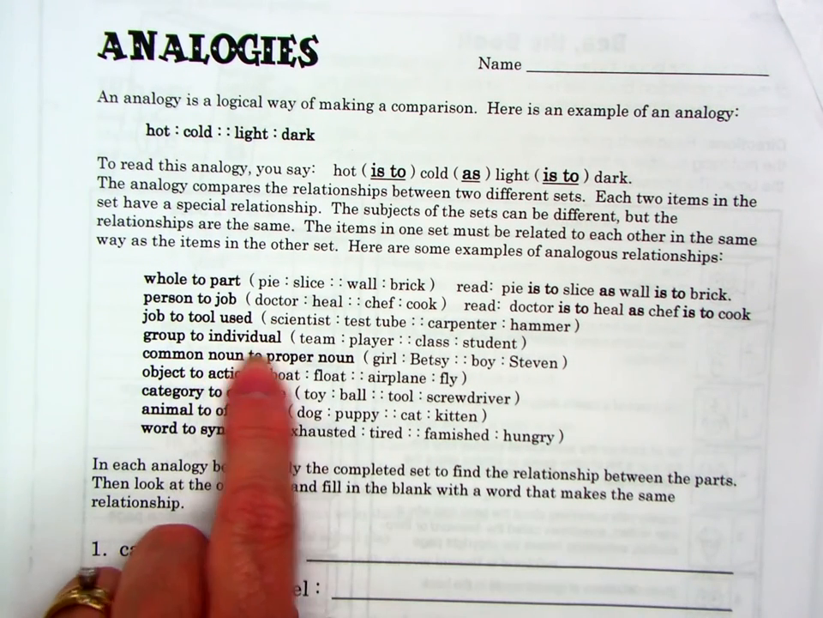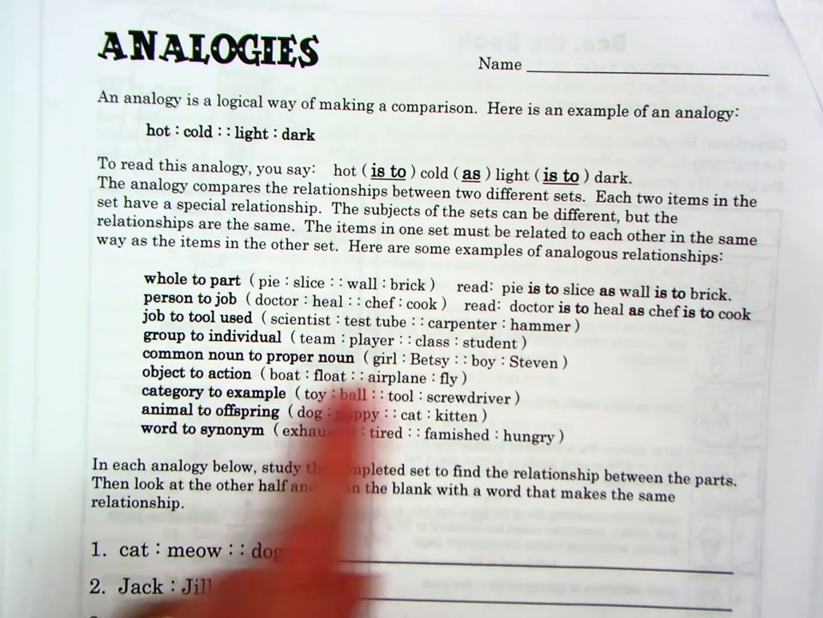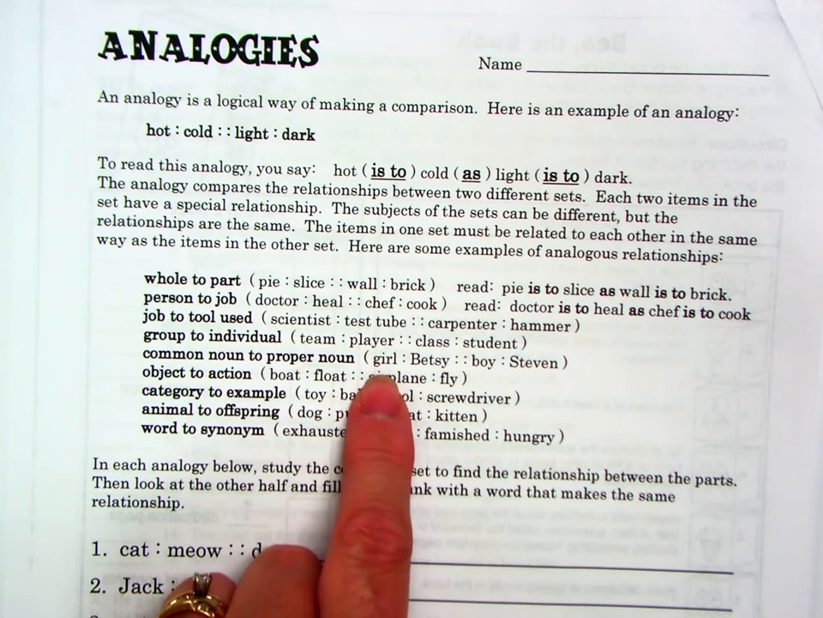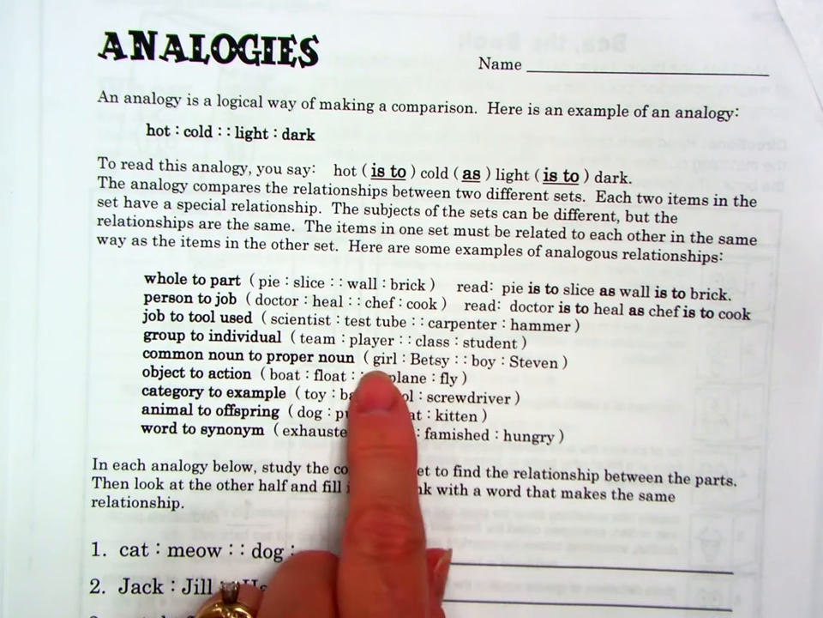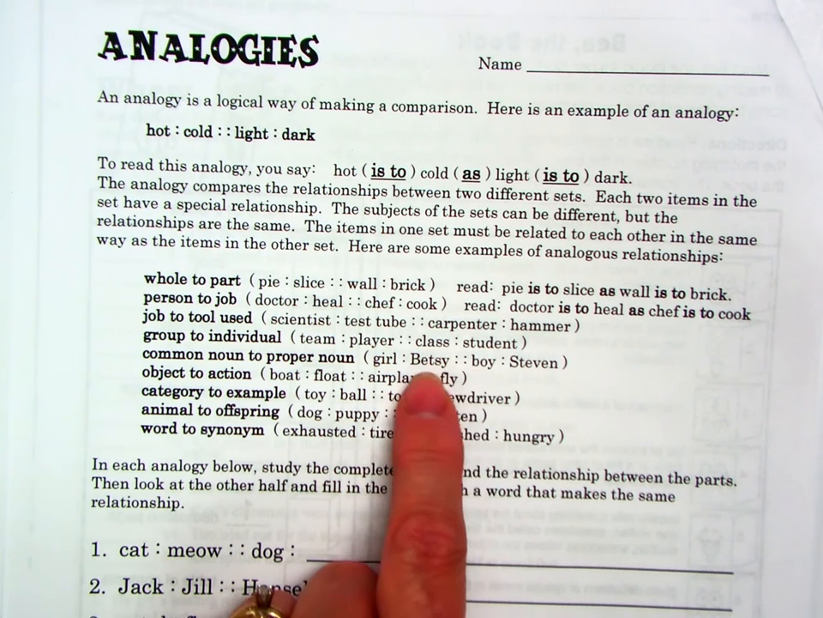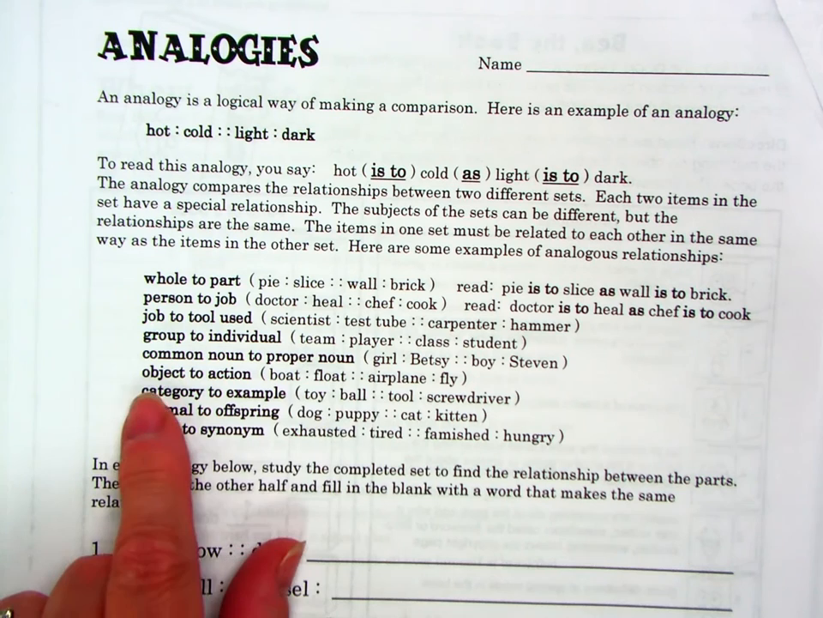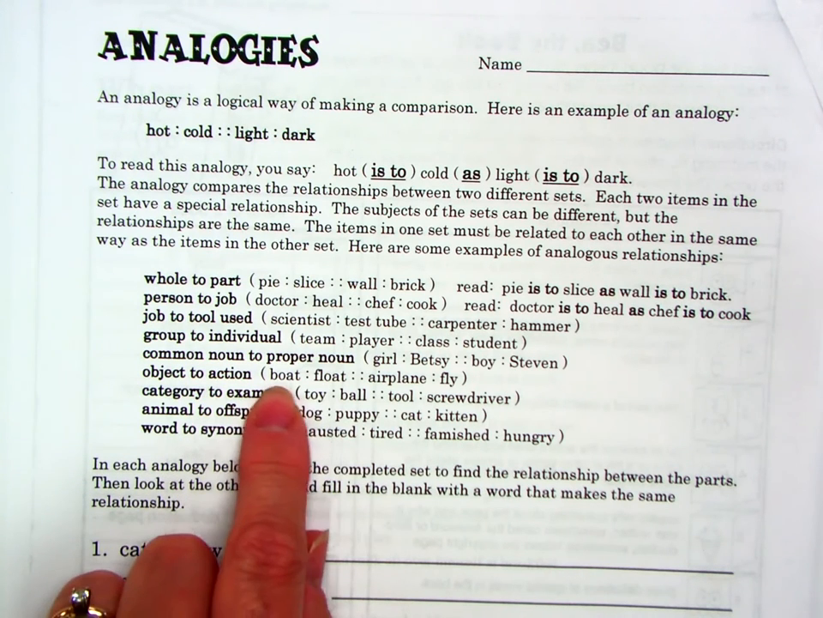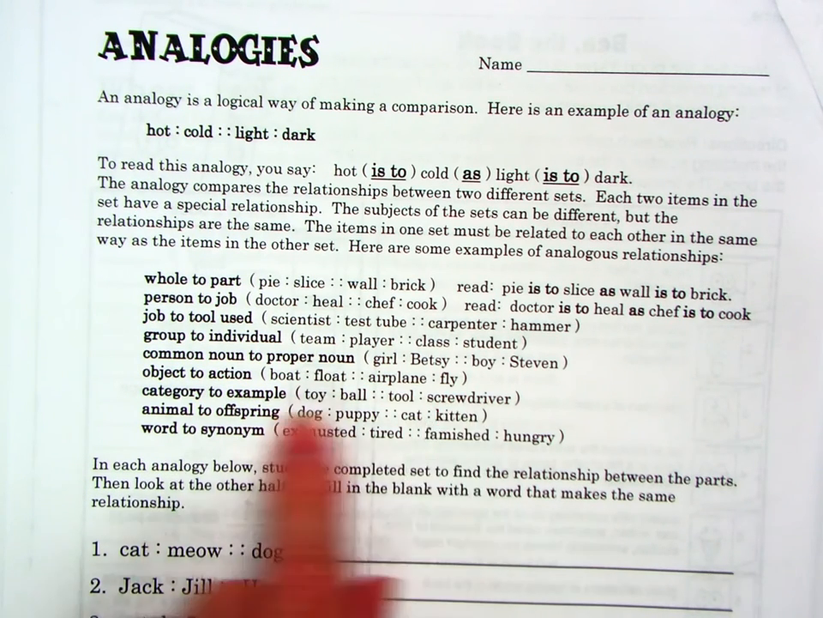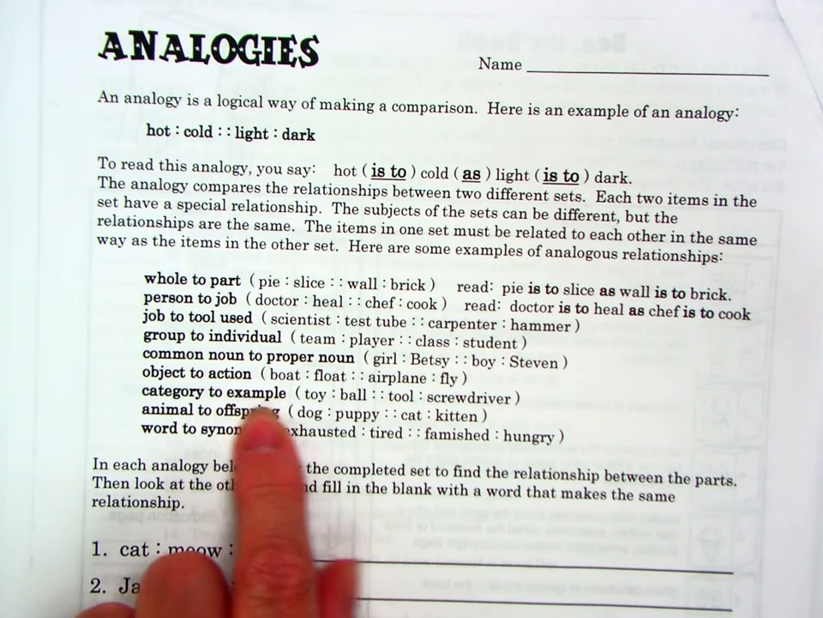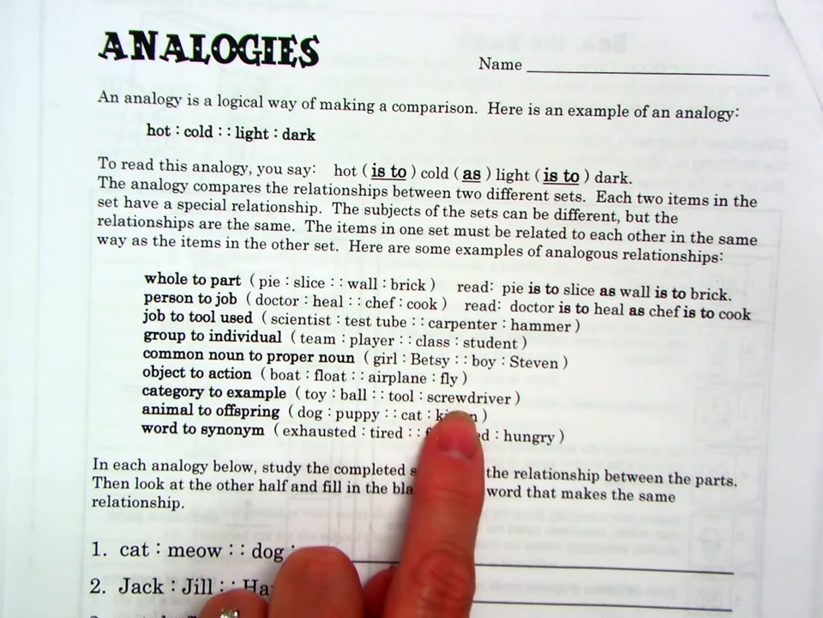Group to individual. Team is to player as class is to student. Common noun to proper noun. Girl is to Betsy as boy is to Stephen. Girl and boy are common nouns. Betsy and Stephen are proper nouns in this category. Object to action. Boat is to float as airplane is to fly. Category to example. Toy is to ball as tool is to screwdriver.